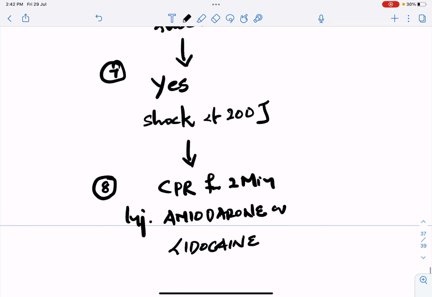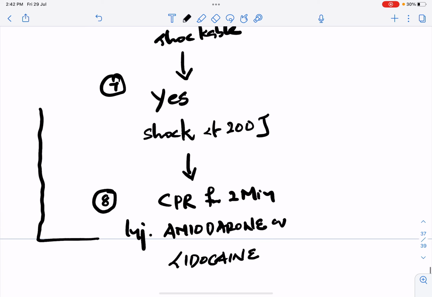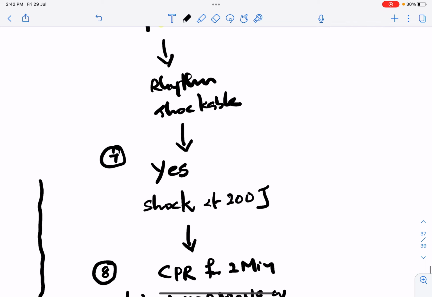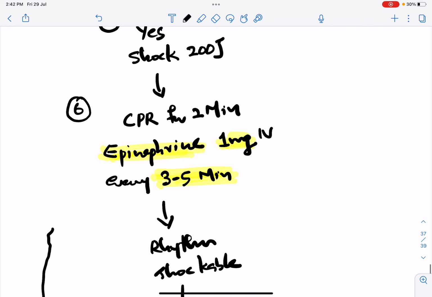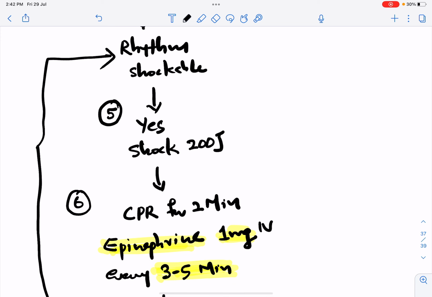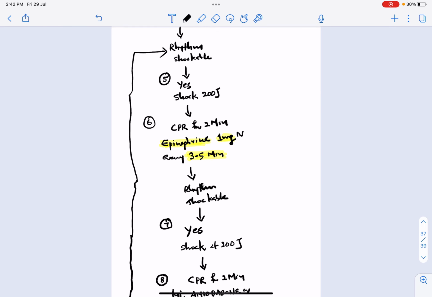Again, after 2 minutes, you have to look for the rhythm, pulse, etc. And if you are getting a shockable rhythm, you have to repeat the cycle. Again, the next drug you have to give is epinephrine. So, like this, you have to come back to the previous step. That's our 5th step. Assess the rhythm. If it is shockable, give shock and adrenaline, continue CPR. Like that, you have to repeat the cycle until you get pulse or you stop the resuscitation.